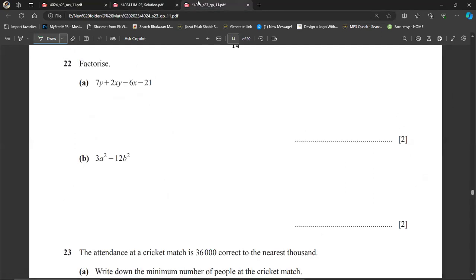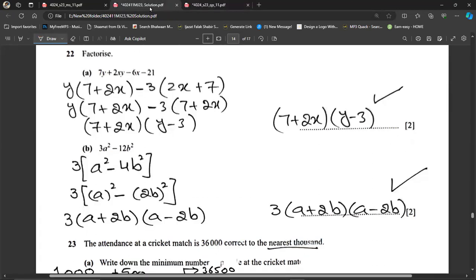Question number 22, B part, he says 3a square minus 12b square. So take 3 common. That's the first rule of factorization: if something is common, take it common. So I will take 3 common. So you will have in the bracket.